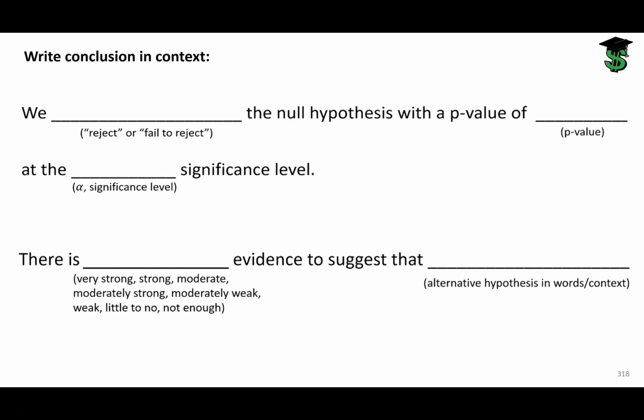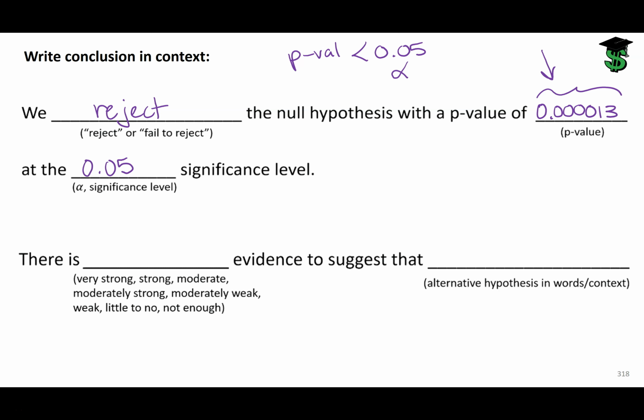So finally, our write-up. So I'm going to put 0.000013. So my p-value is very small. This is really strong evidence that the null is not true. So if the null was true, what I saw in my sample would only happen 0.0013% of the time. Extremely rarely. So I don't believe the null is true anymore. So we are going to reject the null because our p-value is very tiny. Our p-value specifically is smaller than our significance level, so at the 0.05 significance level.